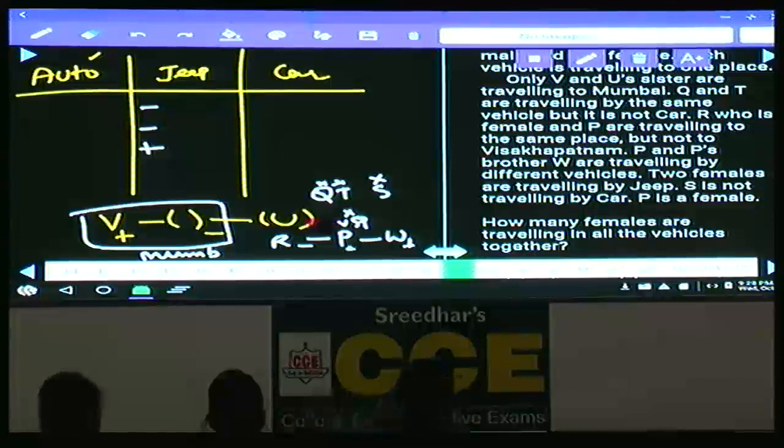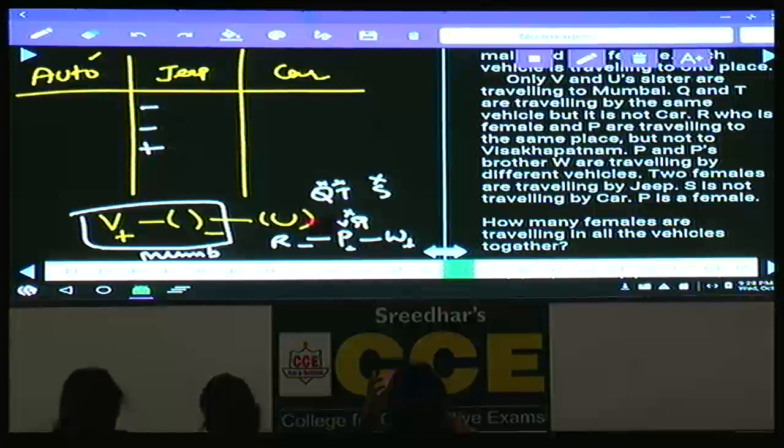As P is a female, tell me what are the different possibilities we can have. As Q, T and S cannot travel by car, tell me what are the persons who can travel by car. Then only V and U's sister are traveling to Mumbai. As only U's sister and V are traveling to Mumbai, then U and V's sister are here.